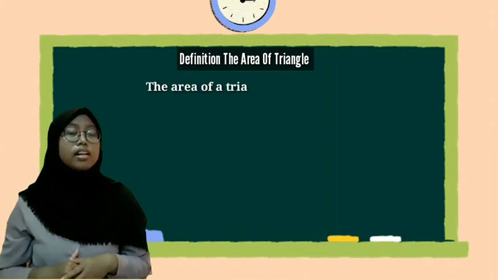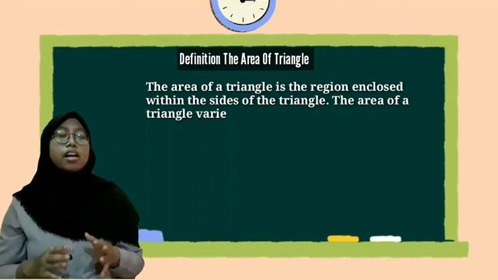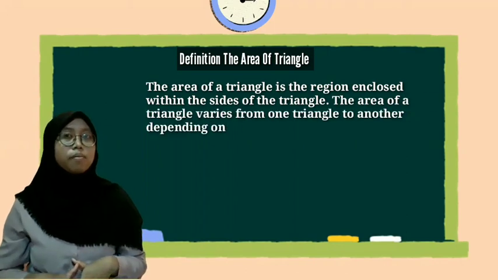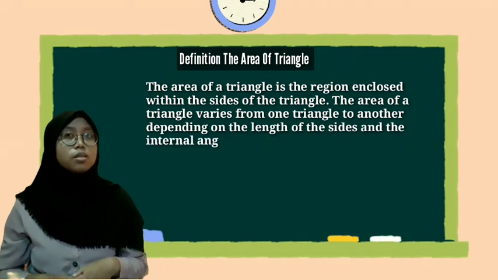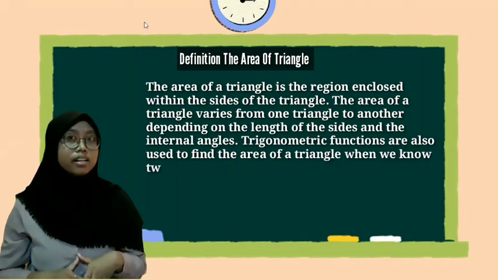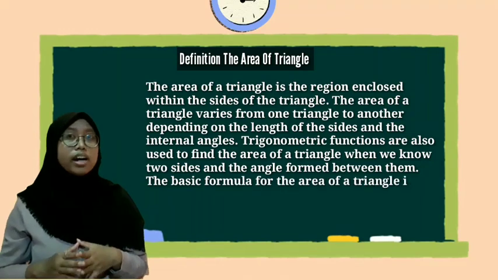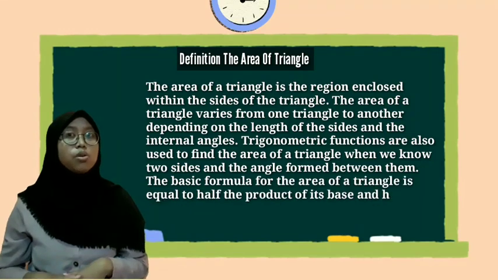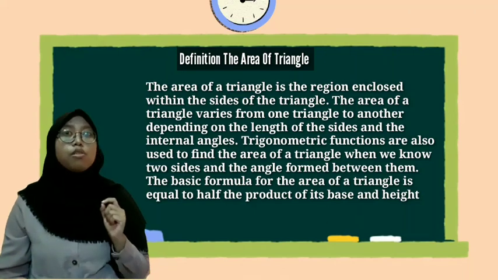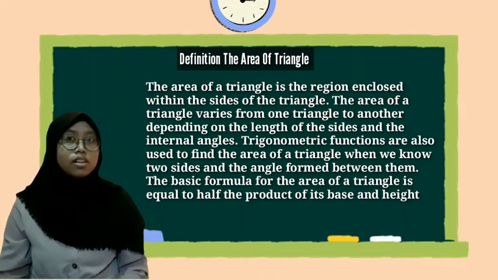The area of a triangle is the region enclosed within the sides of the triangle. The area varies from one triangle to another depending on the length of the sides and the internal angles. Trigonometric functions are also used to find the area of a triangle when we know two sides and the angle formed between them. The basic formula for the area of a triangle is equal to half the product of its base and height.